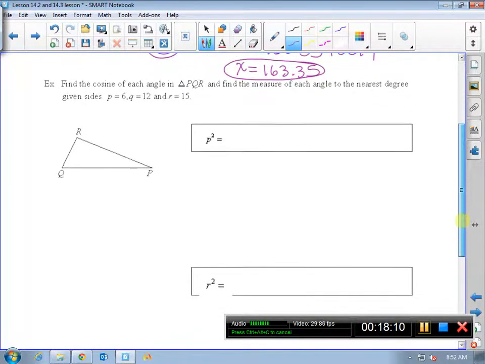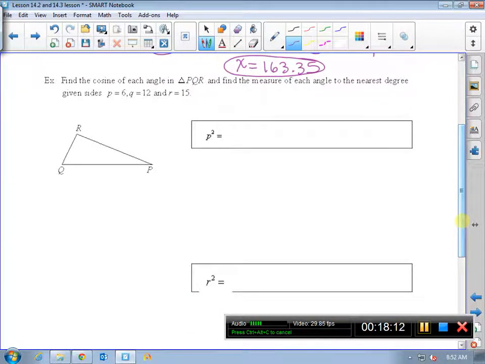Okay, so those were all the side-angle-side types of questions. Now we want to do some where we are given all three sides. So let's start off by labeling our triangle. And we're going to find the measure of each angle. We might do a couple of these together, and then I'll leave one for you. Each angle. So, side P is 6. That's over here. Side Q is 12. And side R is 15.